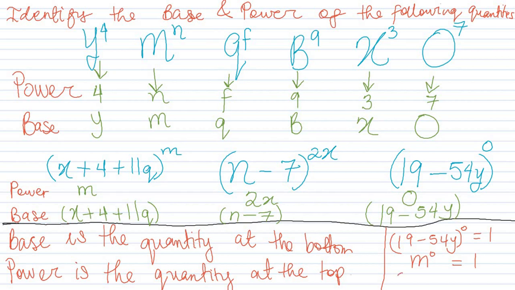So say 2x to the 0 equals 1, because 2 times x to the 0 equals 2 times 1. Or even a question such as 7 raised to the power of 0 equals 1. So even if it's a constant, as long as 0 is its power, it's always going to give you 1. So that's it for the introduction.